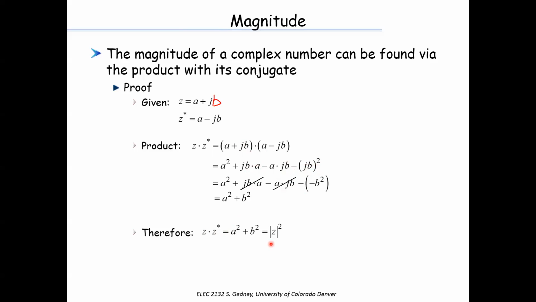So indeed, z times its conjugate equals the magnitude of z squared. It's a nice property to have, because if I want to find the magnitude of a complex number, I just need to multiply it by its conjugate and take the square root. So two things: a complex number times its conjugate is its magnitude squared, and it always gives me a positive real number. That's an important property to understand.